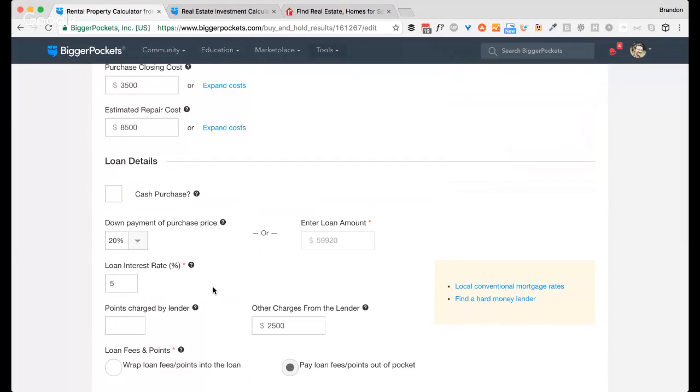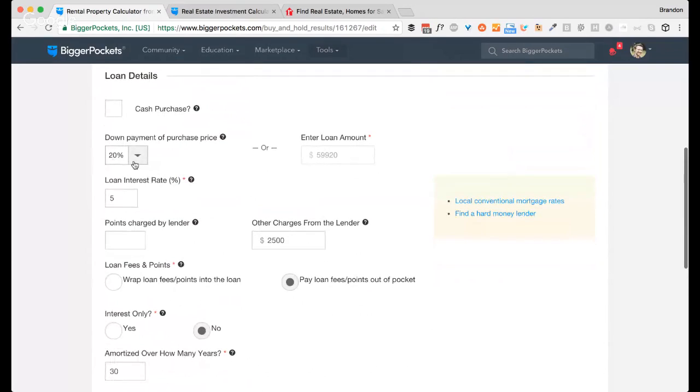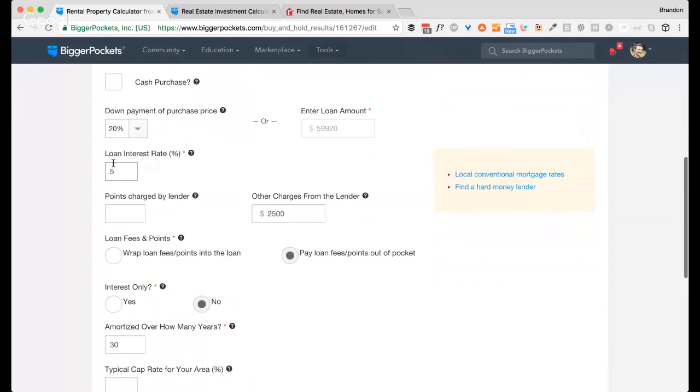It's pretty cool. All right, next we've got our loan details. We have to get a loan on this property. So I chose to do 20% down, and I chose an interest rate of 5%.